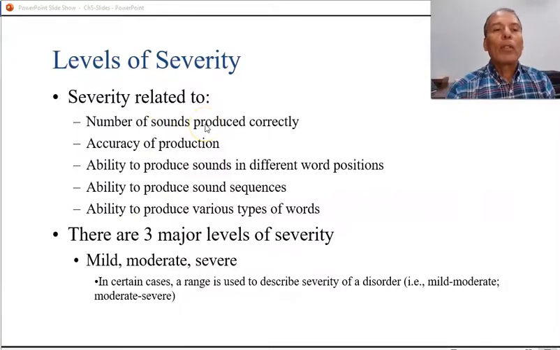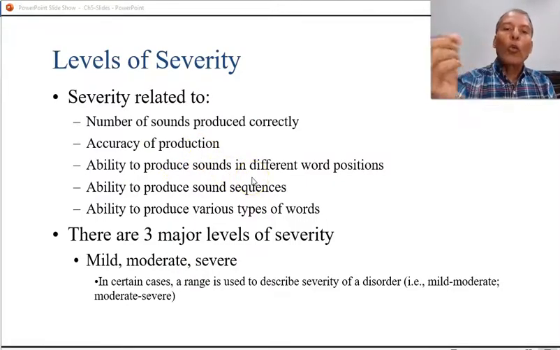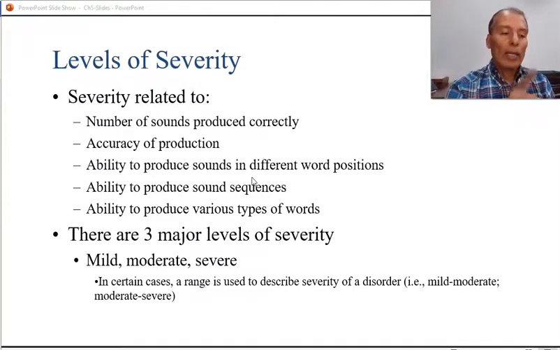So the severity levels are distinguished by the number of sounds that are produced correctly, the accuracy of production, the ability to produce sounds in different word positions, like at the beginning of the word, the end of the word, and the middle. And you notice that I'm saying the beginning first, and then the end, and then the middle. The reason is, for the most part, production of sounds is easier at the beginning and end, and the second level is the middle.